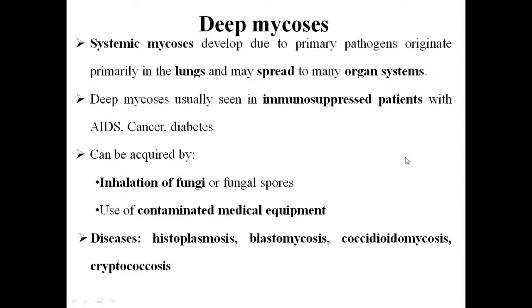Another group of mycoses are deep mycoses. Deep mycoses are also called systemic mycoses. They develop due to primary pathogens, originate primarily in the lungs, and may spread to many organ systems. Deep mycosis is usually seen in immunosuppressed patients with acquired immunodeficiency syndrome, cancer, or diabetes. They can be acquired by inhalation of fungi or fungal spores and use of contaminated medical equipment. Which diseases? These are histoplasmosis, blastomycosis, coccidioidomycosis, and cryptococcosis.